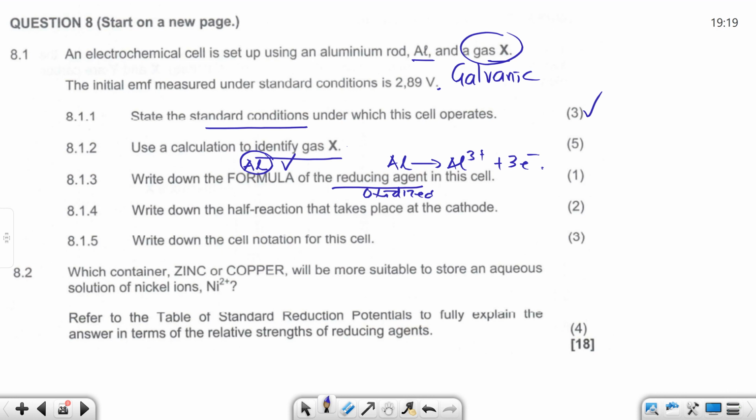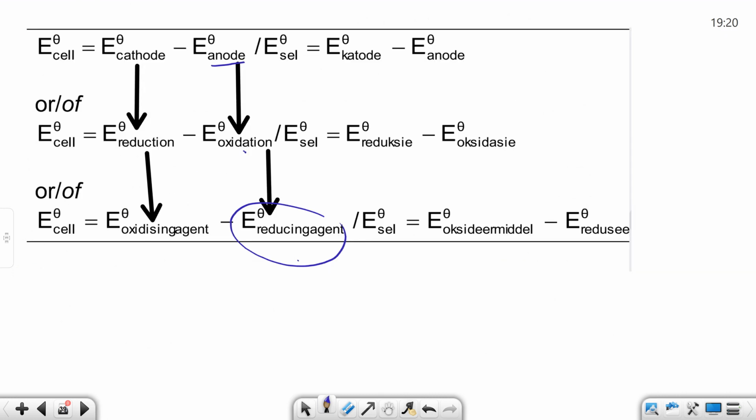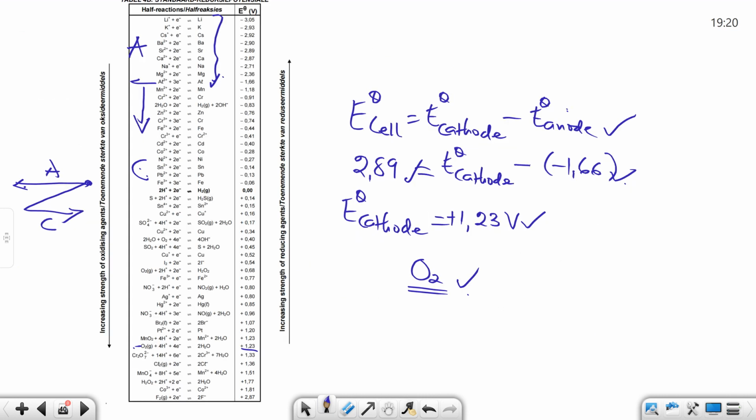If they ask you for the equation, that will have been 2 marks. Write down the half reaction that takes place at the cathode. Do we know what's at the cathode? Oxygen, right? Good. We copy and paste. Copycat. Copy the cathode.